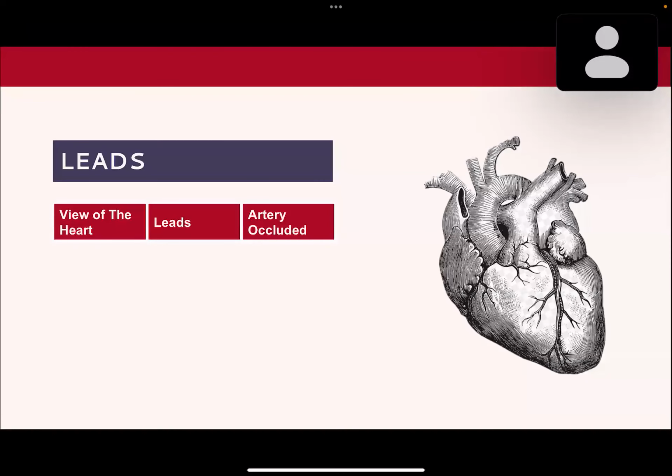Now the leads. So we said that the ECG is going to help us figure out which artery is blocked and which part of the heart is affected. But if we take the inferior part of the heart, which leads are going to be affected? That will be your leads 2, 3, aVF. Don't overwhelm yourselves with memorizing this. I'll show you a better graph that would help you remember this. And then this inferior part is supplied by the right coronary artery.